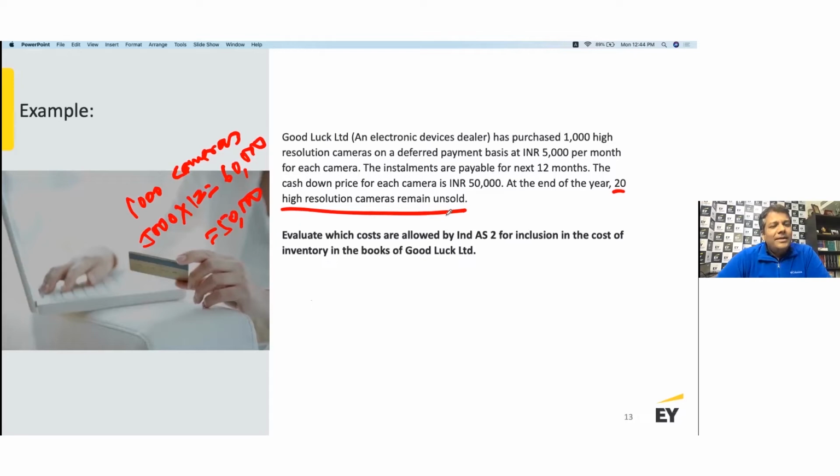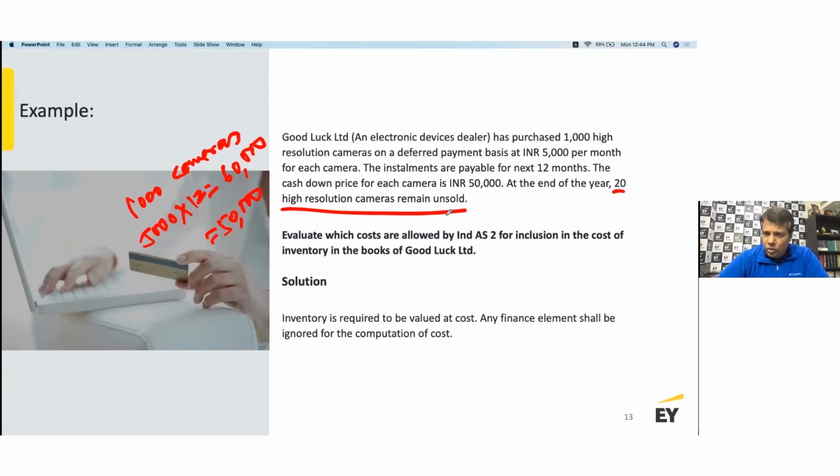All right. Evaluate which costs are allowed by Ind AS 2 for inclusion in the cost of inventory in the books of Good Luck Limited. So the question here is what is the cost of your purchase that you need to carry forward, right? For how many cameras which are left in stock? 20, right? Inventory is required to be valued at cost or market price, whichever is lower. Now we don't have here the information about the market price.